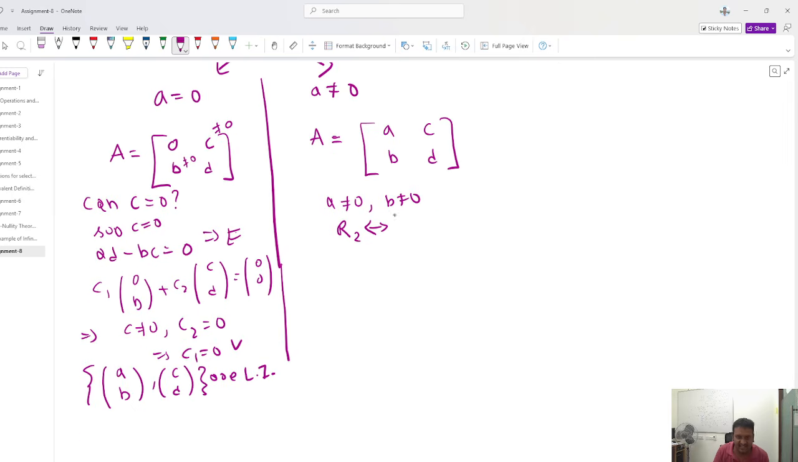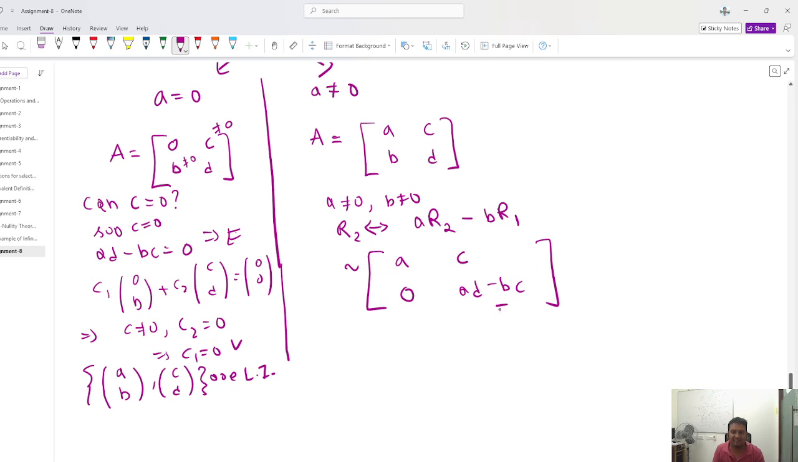Okay. So in this case, R2 changes to what? We'll do A times row 2 minus B times row 1. Okay, let us see what we get. So this matrix will become similar to A, C, C. Here you have 0, of course. Here you have AD, right? Minus BC. Wow, what a fun example.